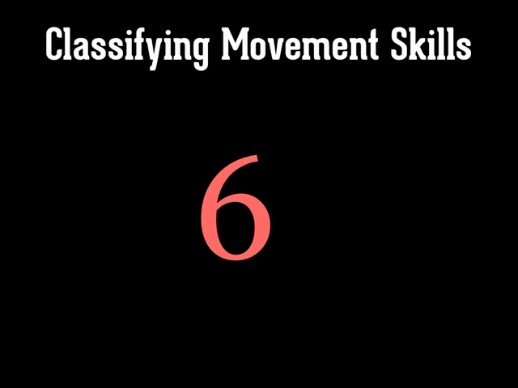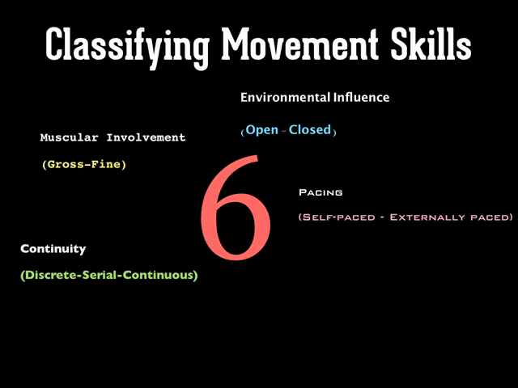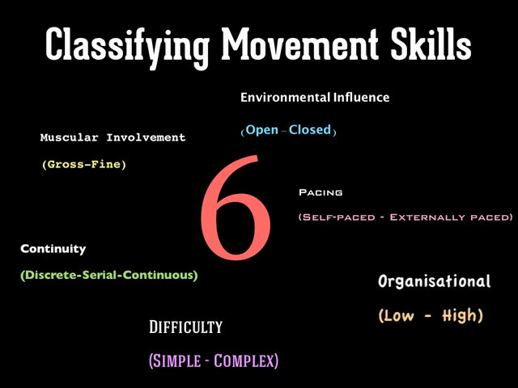So the way we do this is we classify these skills into 6 different areas, and these are as follows. What we call a gross fine classification, which is to do with muscular involvement. The second one is what we call an open closed classification, which is to do with the environment. Third one is what we call a discrete serial continuous classification, which is to do with continuity. Fourth is self-paced to externally paced classification, which is to do with pacing. Fifth is a simple complex classification to do with difficulty. And finally we have a low to high classification, which is to do with organisational properties.